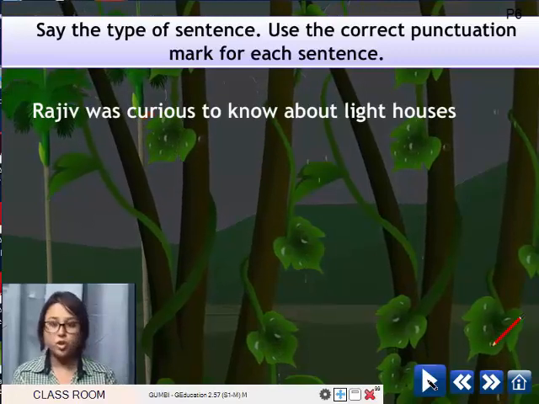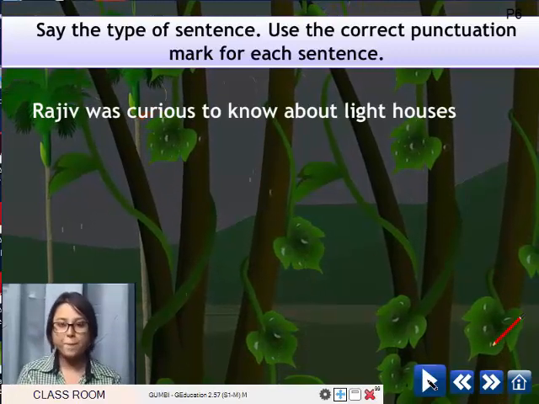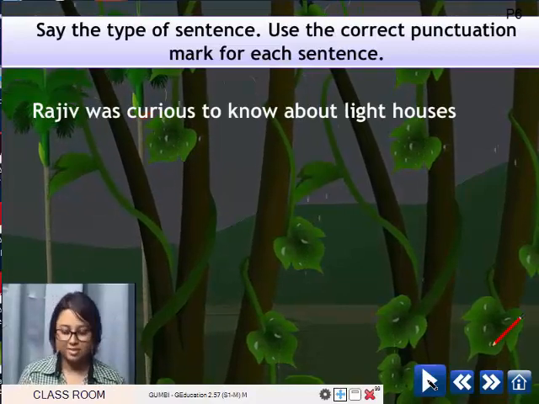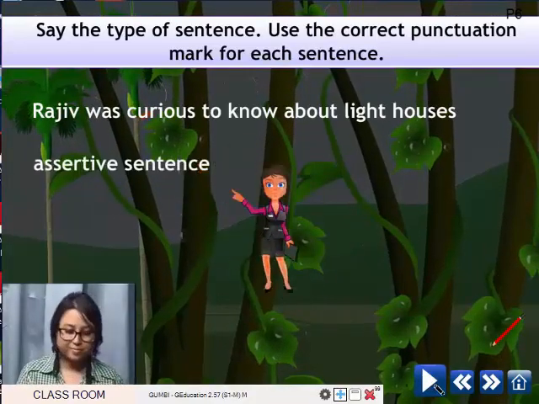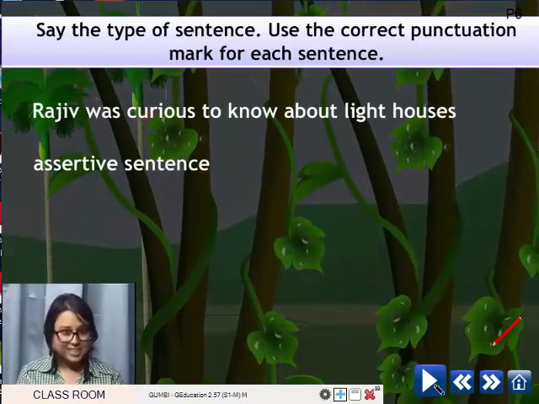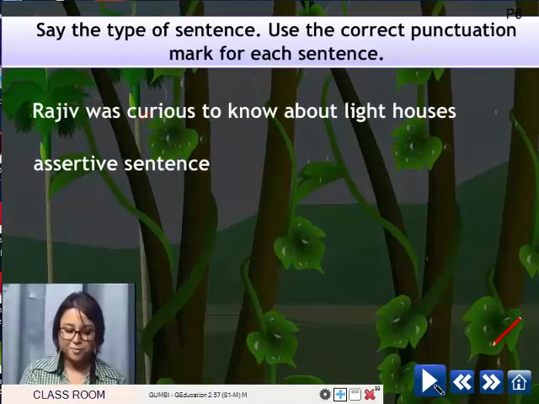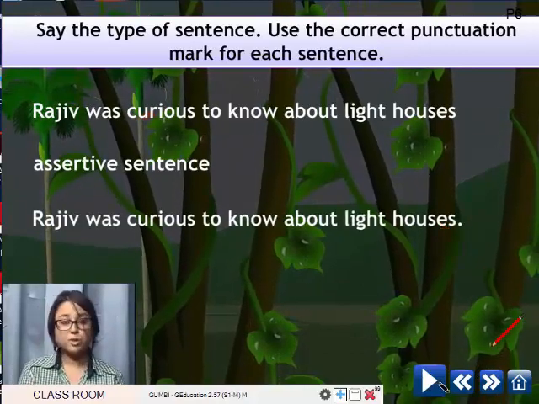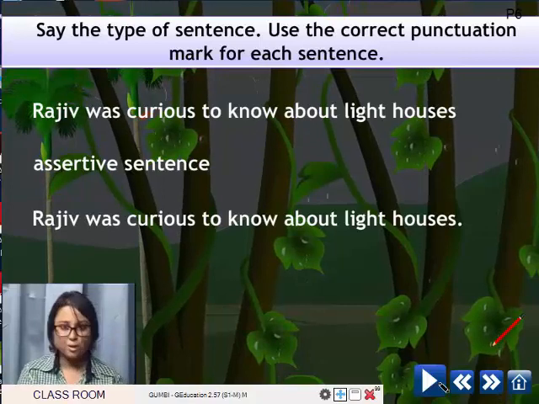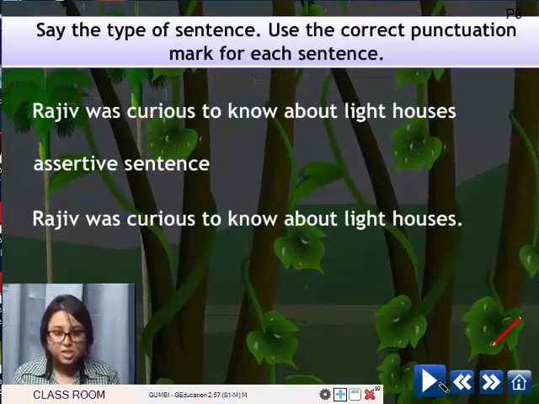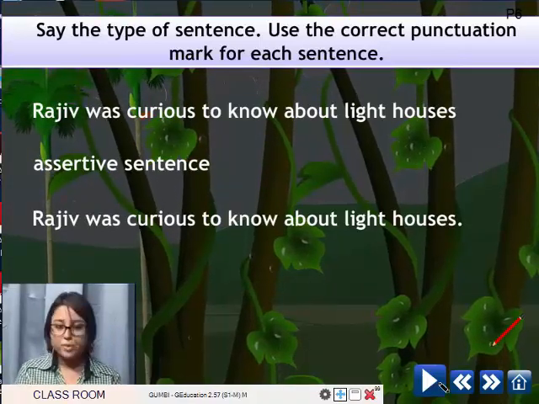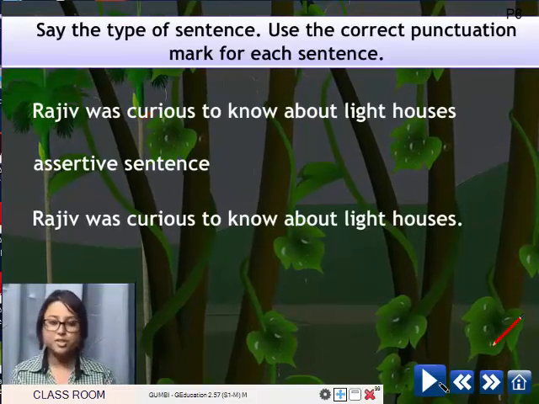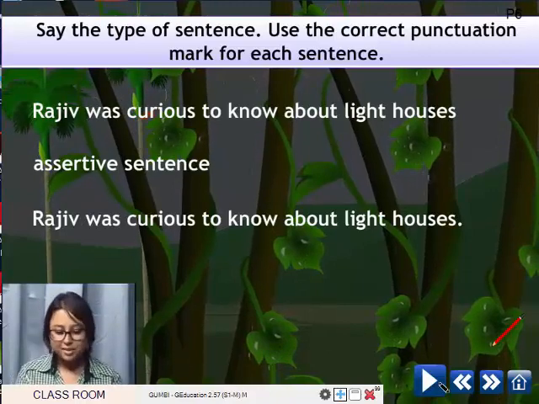Rajiv was curious to know about lighthouses. What type of sentence is this? Assertive sentence. Very good. It ends with a full stop. Rajiv was curious to know about lighthouses. I am not asking a question. I am not expressing a feeling. I am just saying that Rajiv was curious to know about lighthouses. So, statement.